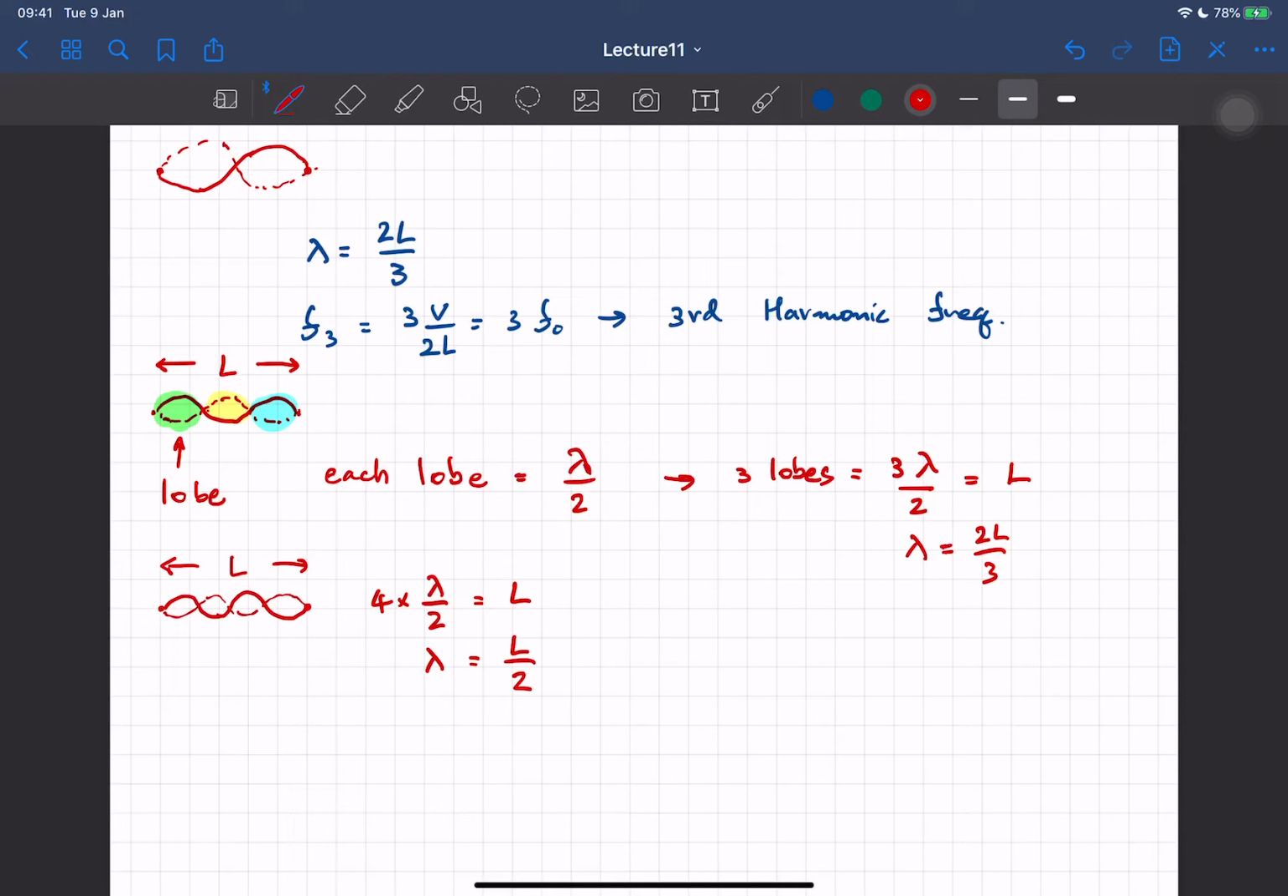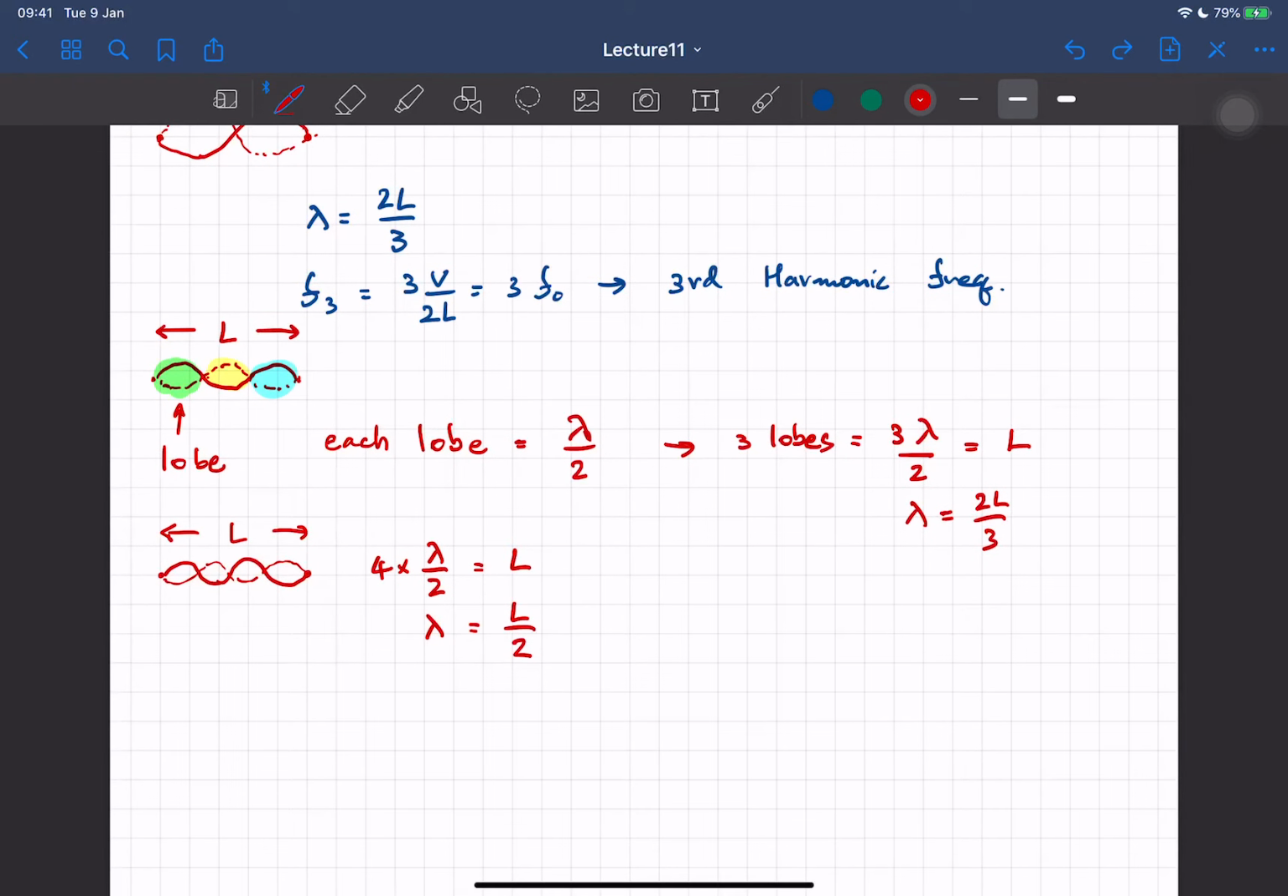And this is going to be, again, useful in the next case, which I'm going to talk to you about in a few moments. Okay, so remember this, that each lobe is lambda over 2. So half a lobe will be lambda over 4. And we're going to see that in a few moments.